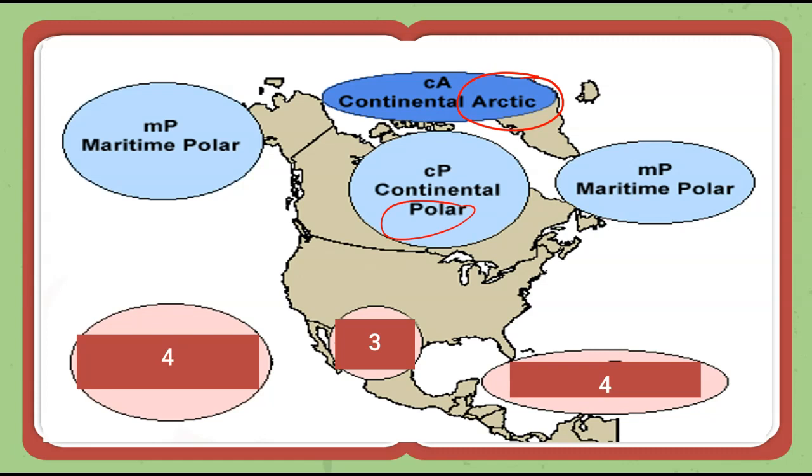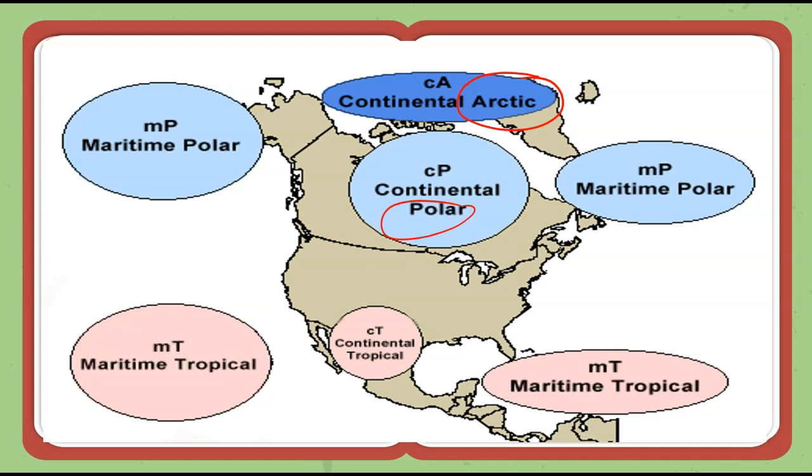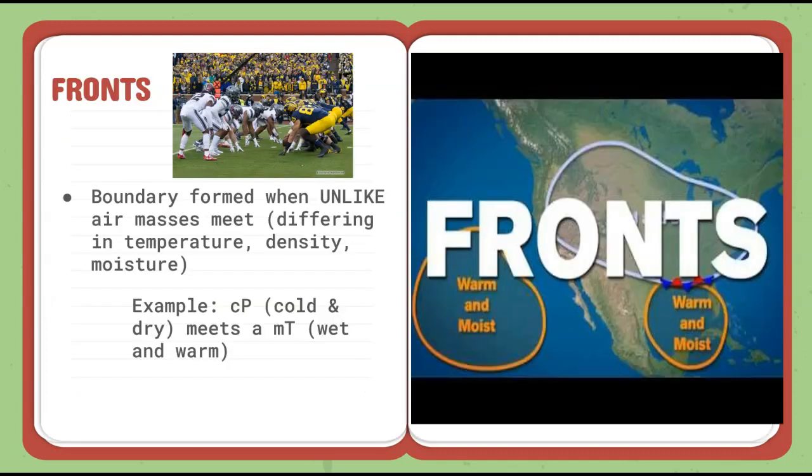Now let's take a look at number 3. It's forming over land and it's closer to the equator. That would be a continental tropical air mass. And finally, number 4, forming over the ocean and near the equator, that would be a maritime tropical air mass. Now, what happens when these 2 different types of air masses meet? When 2 different air masses meet, it is called a front. We'll explain a little bit more in detail what the different fronts mean.